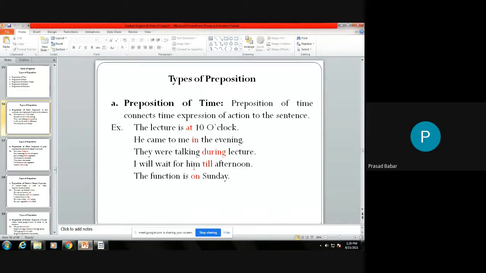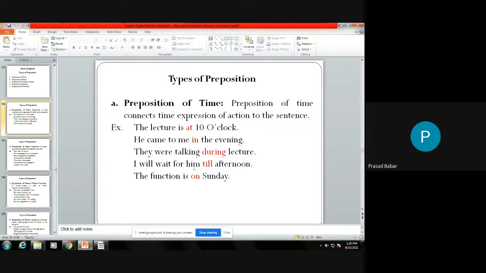Yesterday we have seen the first type, that is preposition of time. So what is the preposition of time? It is used to connect time expressions of action which is performed by the doer or subject. It is the word which connects the time expression of action to the other part of the sentence.